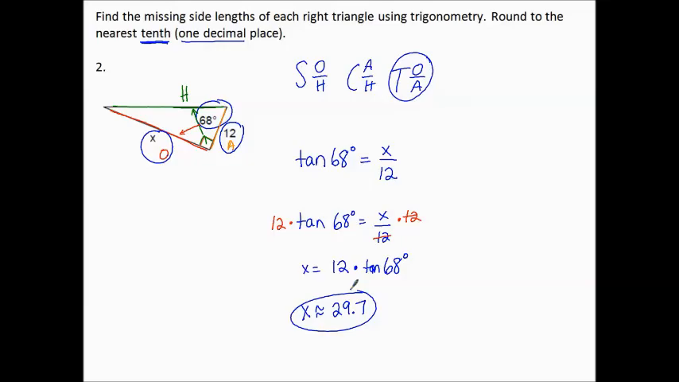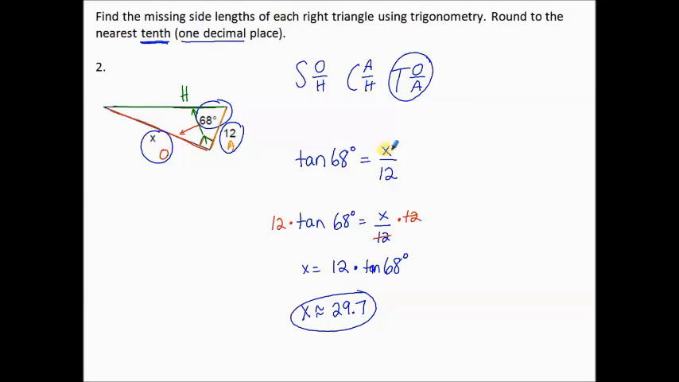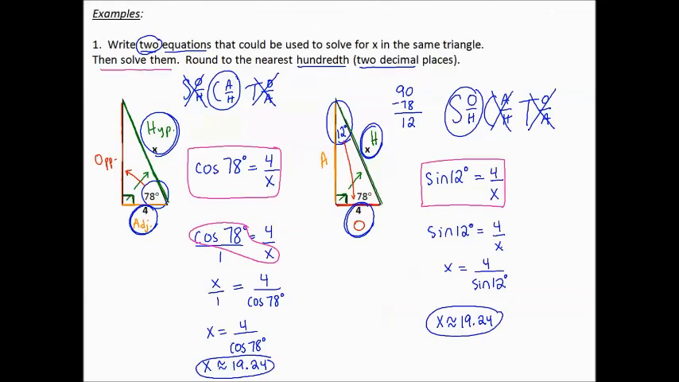Good. So back to that note, notice it says when we solve the equation, we multiply when x is on top, we divide when x is on the bottom. If you have your highlighter with you, go ahead and highlight that because that's going to be really helpful to remember. Multiply x on top, divide for x on the bottom. Let's go back to that problem we're looking at. See the x's on the top and we multiplied. In the previous problem, see the x's on the bottom and we divided.